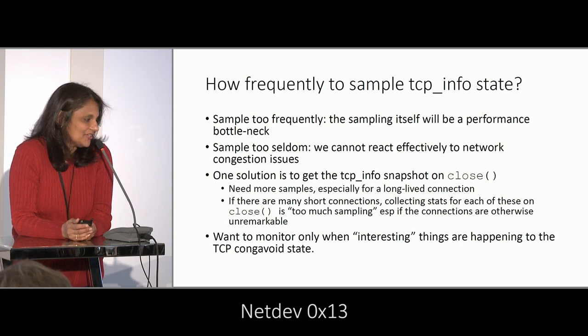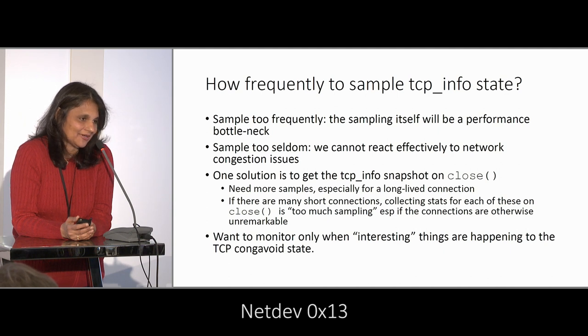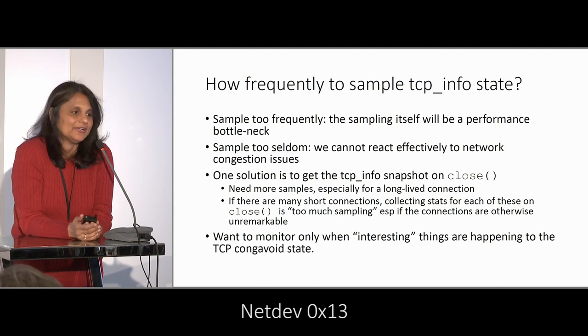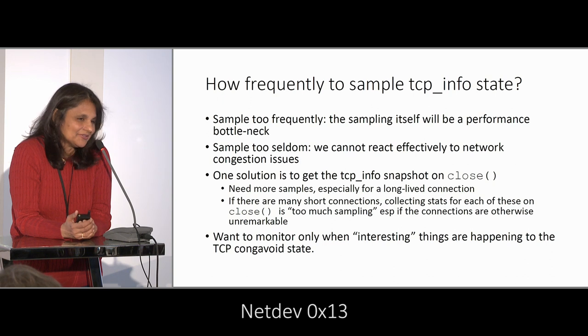And this is tricky. If you sample too frequently, your sampling itself will be a performance bottleneck. So as Sohail pointed out, there is a cost to doing things like TCP info. You don't want to be the problem yourself just because you're trying to find out if things are fine. And if you sample too seldom, you don't have enough data.